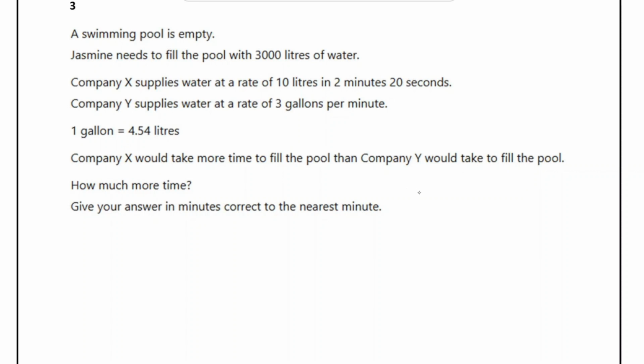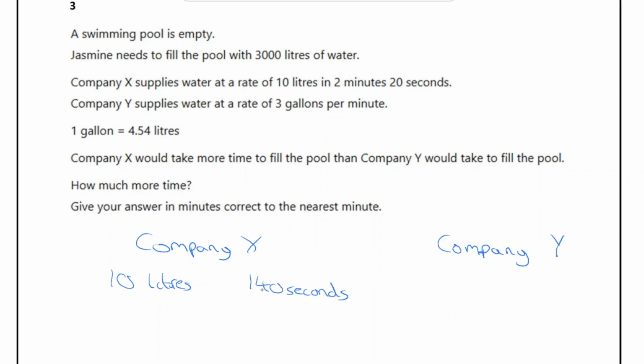Okay, for question 3, let's compare company X and company Y. So for company X, it supplies water at a rate of 10 litres in 2 minutes 20 seconds. Converting that fully into seconds gives us 140 seconds. Now we're interested in 3,000 litres of water, which will give us 42,000 seconds. And if we divide that by 60, that will give us 700 minutes for company X.